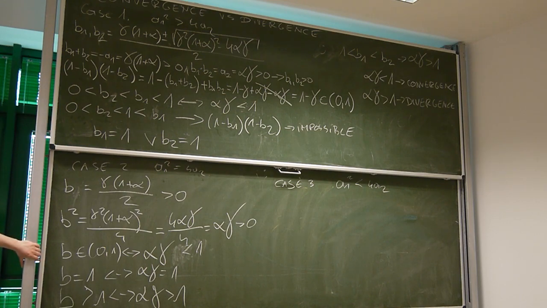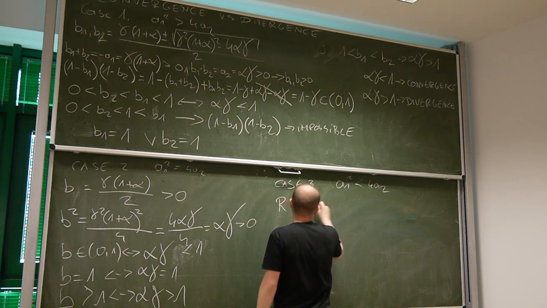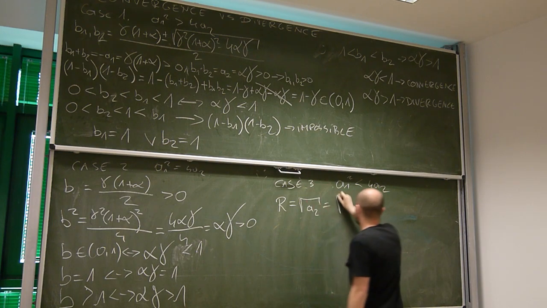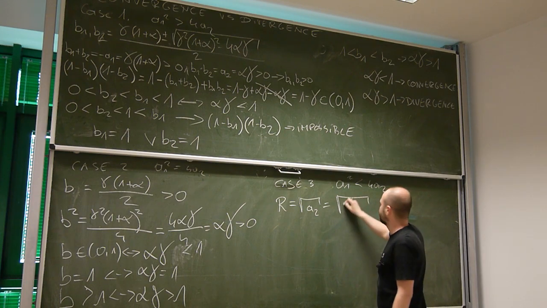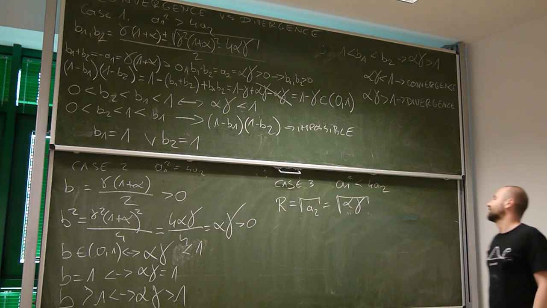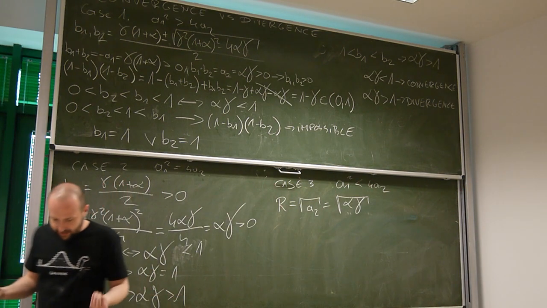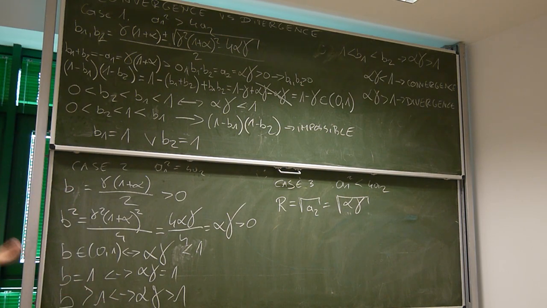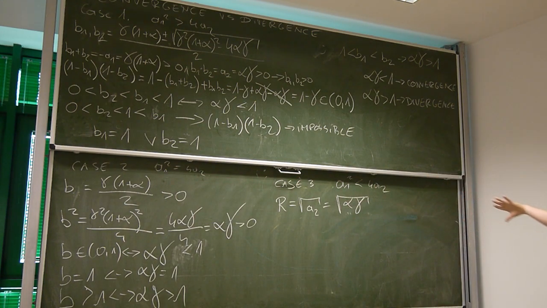of complex roots, the situation is easier because all we have to establish is R. R is square root of A2. And square root of A2 is equal to alpha times gamma. So look, again, we will obtain exactly the same cases. When alpha times gamma bigger than 1, we will have divergence. Lower than 1, convergence. There is one more thing.